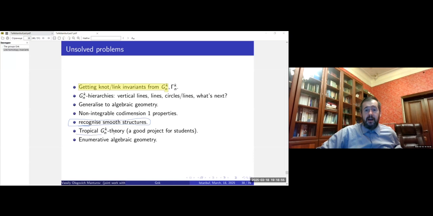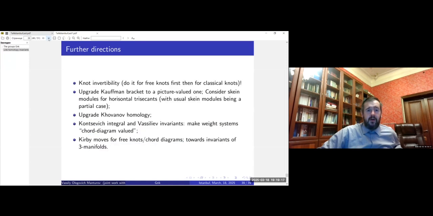Well, also tropical GNK theory. If there are some good students, I can tell a lot about tropical geometry and other things, and also how it can be used for enumerative algebraic geometry. Again, I can tell it separately. Also, further directions, again, unsolved problems and so on, non-invertibility.